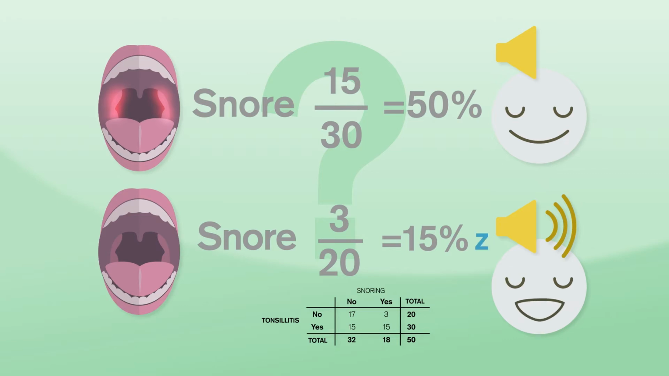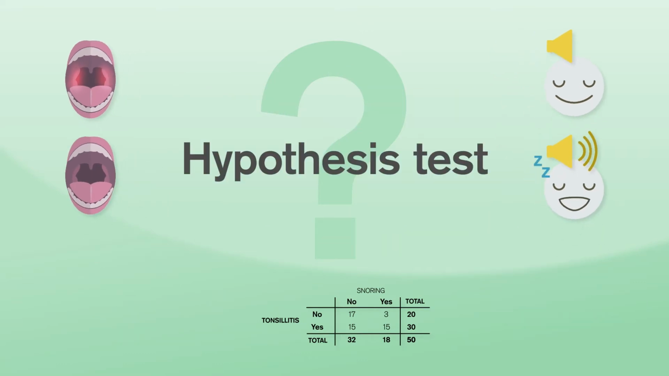Is the relationship statistically significant? If we took another sample of 50, we wouldn't necessarily get exactly the same numbers and percentages. The percentage of children with tonsillitis who snore may not be exactly 50%, for example. We refer to this as sampling variation. We perform a formal test or hypothesis test to check whether there is a statistically significant relationship between tonsillitis and snoring.